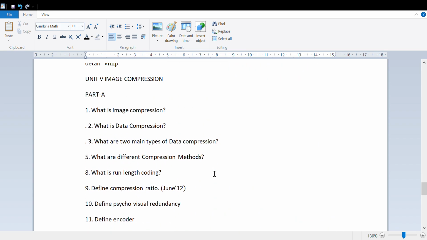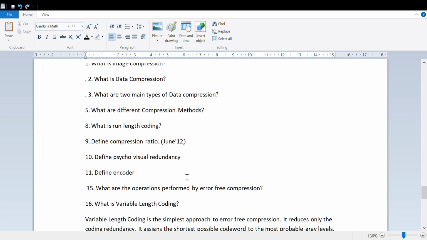And the fifth unit is a very easy topic. You can score very good marks in image compression. What is image compression? What is data compression? What are the main types of data compression? What are the different compression methods? And explain what is run length code, define encoder.